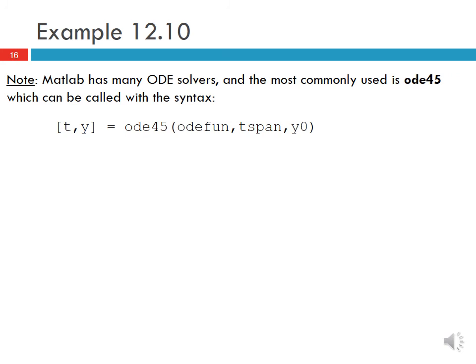We can also note that MATLAB has many ODE solvers, and the most commonly used one is called ODE45, which can be called with the syntax here. So the output is the time and y, assuming that your function has dy/dt in it, for example. ODEfun is the function handle of your function, which accepts those inputs, t and y. Tspan is the time interval that you're interested in, and then y0 is the initial value. So it's set up to solve initial value problems like this.